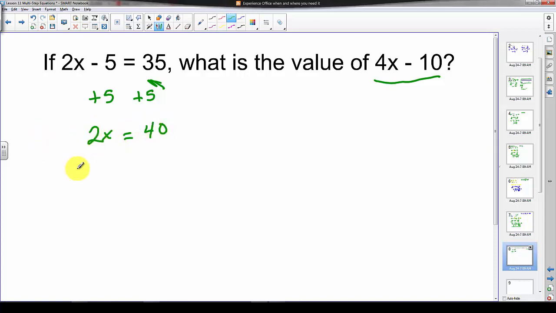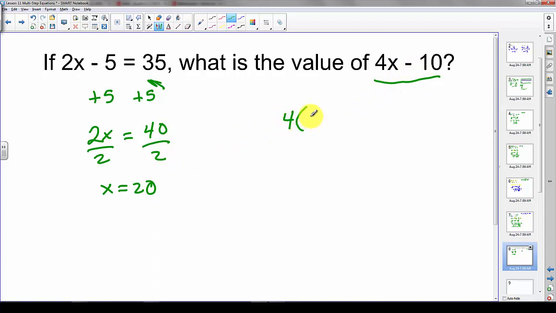I can divide by 2 to both sides, or I can multiply by a half. I'll divide by 2 this time. So divide by 2, and x equals 20. Well, if I know x equals 20, and I want to find the value of 4x minus 10, I go to this right side and I say, well, 4, if x is 20, I make a substitution. And then subtract 10. Order of operations says I multiply 4 times 20 and get 80. Minus 10 is 70. And that's my solution.